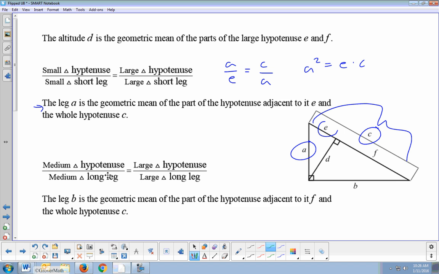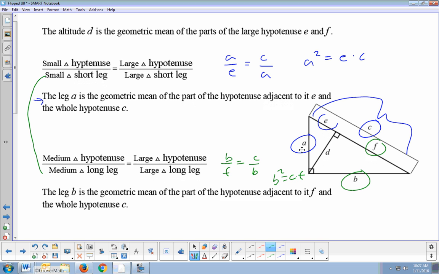And then one more proportion like that. Medium triangle's hypotenuse is B. Medium triangle's long leg is F. Large triangle hypotenuse is C. And large triangle long leg is B. We get B squared equals C times F. And so this leg of the big right triangle squared is the part of the hypotenuse attached to it and the whole thing. These two are related to each other. Sometimes we refer to them as leg theorems because these are the two legs of the big triangle, and they're each the part of the hypotenuse attached to them and the whole thing.